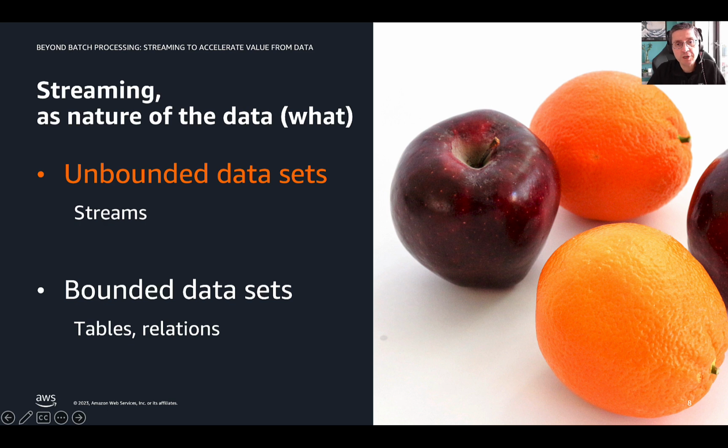When referring to the nature of the data, streaming implies unbounded datasets, virtually infinite streams of data that we can only observe partially. In contrast, a bounded dataset, like a table or a relation, can be big but is finite, and we can observe it completely.